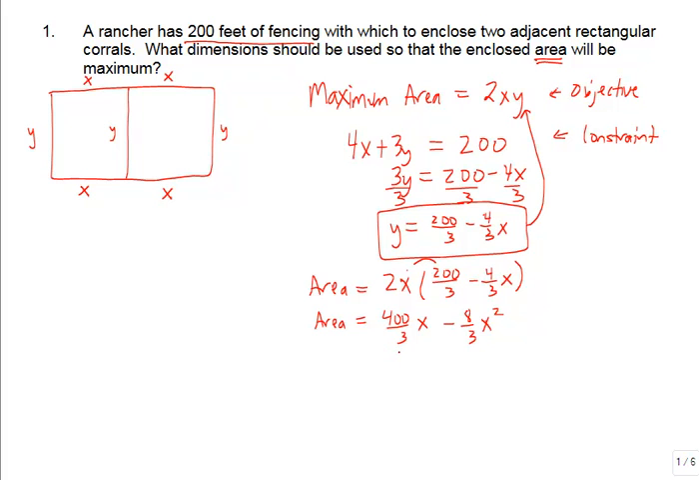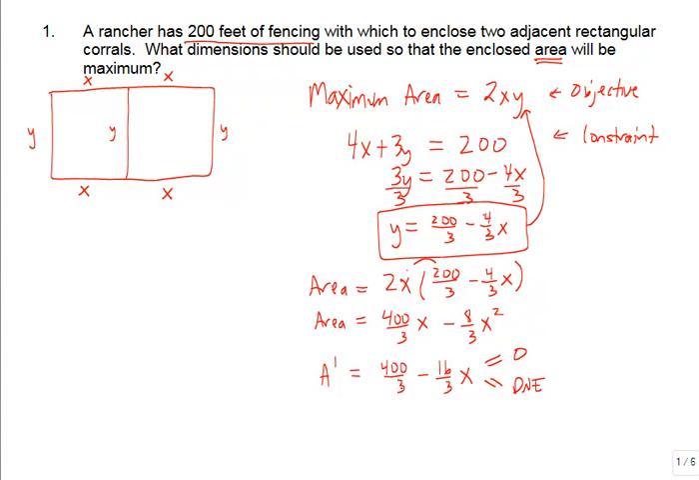And again, if it's going to have a maximum, the only place it can have a maximum is at critical points. And that's going to be places where the derivative is either 0 or undefined. So next thing we need to do is find the derivative. So that's going to be A prime, the derivative of A. The derivative of 400 thirds x is just 400 thirds, minus the derivative of 8 thirds x squared. When I bring down that 2, 2 times 8 thirds becomes 16 thirds, and the power on the x goes down to 1. Whoops, sorry about that. So here's my derivative.